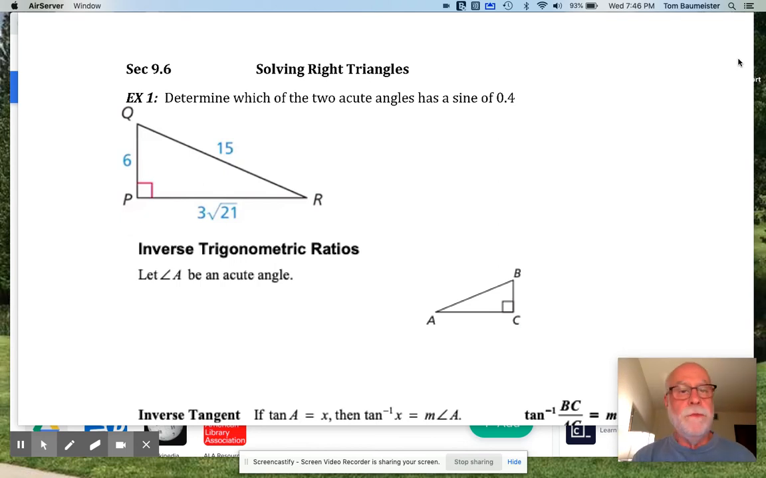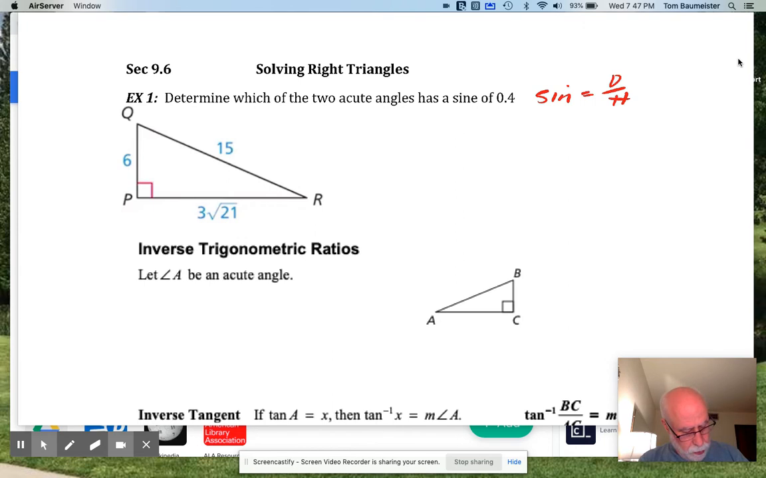Right, our last section for chapter 9 is solving right triangles. And what we're going to do is start with something that we've done before. They ask us to determine which of the two acute angles has a sine of 4/10. Again, remember sine is the opposite over the hypotenuse.